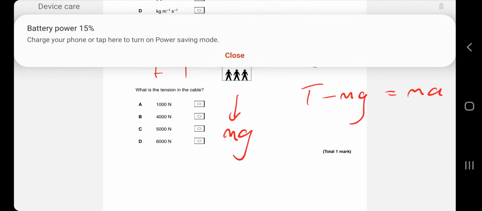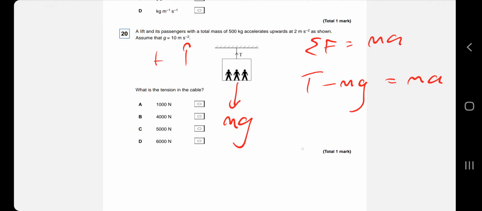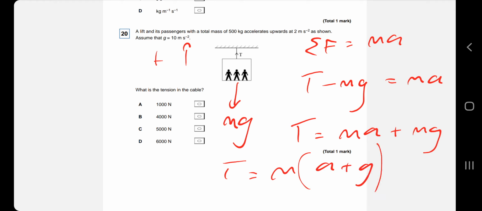Then all we need to do is rearrange to find T. So T is equal to ma plus mg. And we can factorise this just to tidy it up: m(a plus g). So tension would be the mass, which is 500, times a plus g. Sorry, a is 2 and g is 10, which would be 500 times 12. And that will give us 6,000 newtons. So the answer is D.